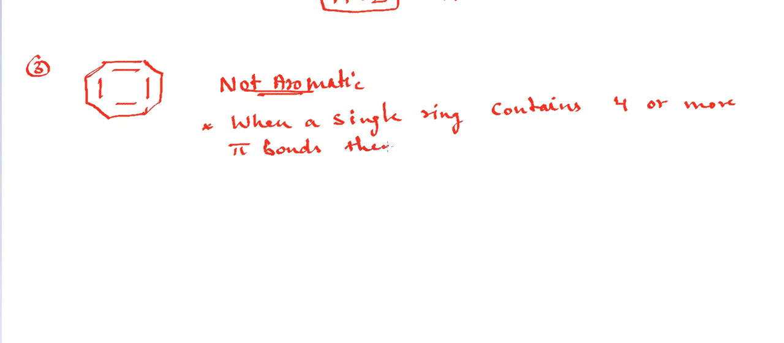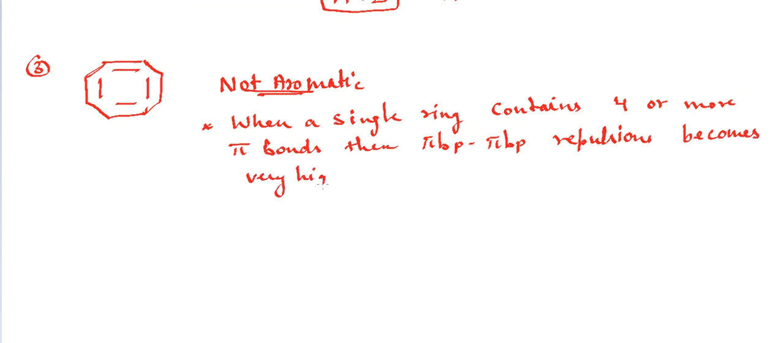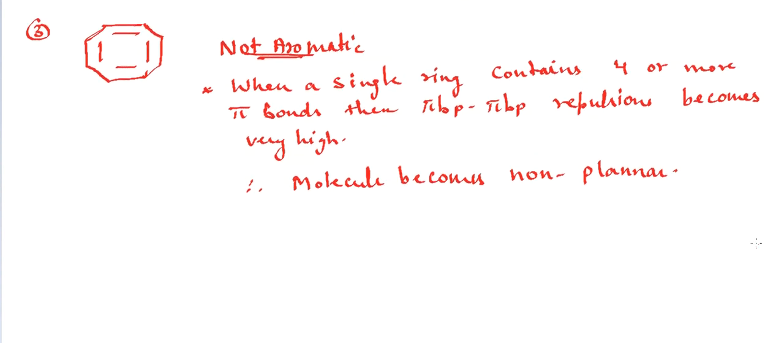then, instead of steric, we should say pi bond pair repulsions become very high. Therefore the molecule becomes non-planar. And since it becomes non-planar, it will not be aromatic.